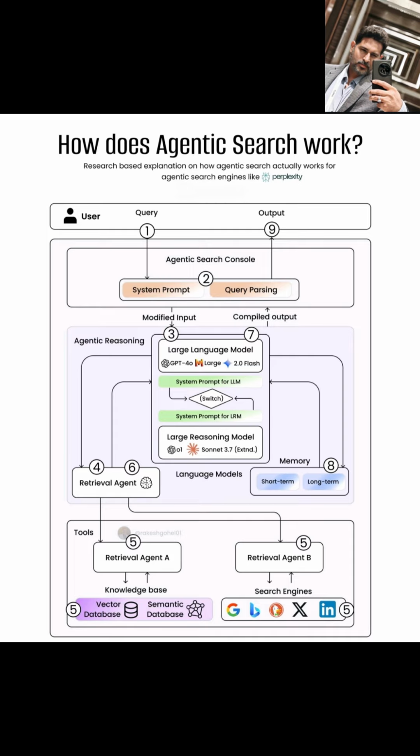This approach, as seen in engines like Perplexity, has the potential to revolutionize how we find information online, moving from sifting through links to getting direct, insightful answers.